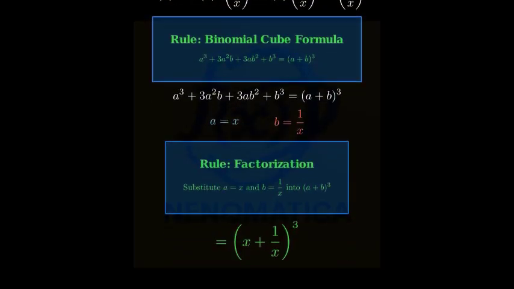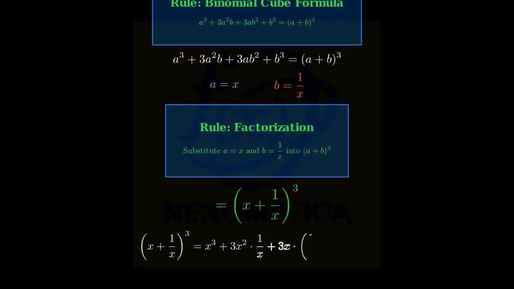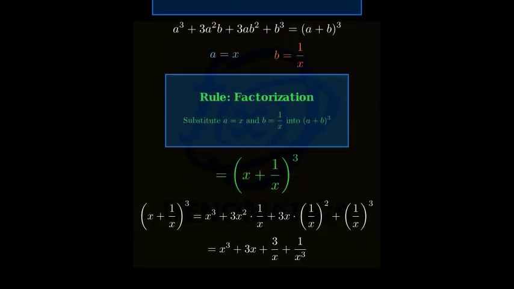Let's verify our answer by expanding x plus 1 over x, cubed, to see if we get back our original expression. Using the binomial cube formula, we get x cubed plus 3x squared times 1 over x plus 3x times 1 over x squared plus 1 over x cubed. Simplifying the middle terms, we get x cubed plus 3x plus 3 over x plus 1 over x cubed, which matches our original expression. Let's summarize what we learned.